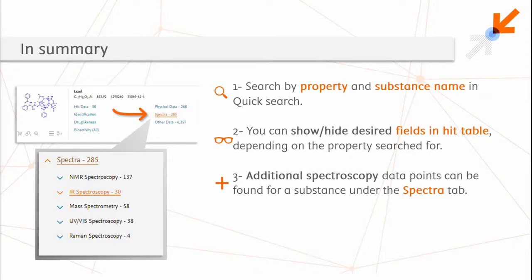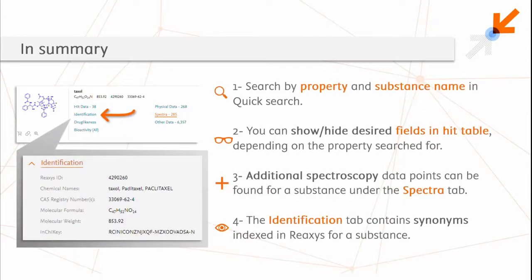If the substance name is in the Reaxys Dictionary of Chemical Names, the Identification tab will contain the main synonyms indexed in Reaxys under Chemical Names.